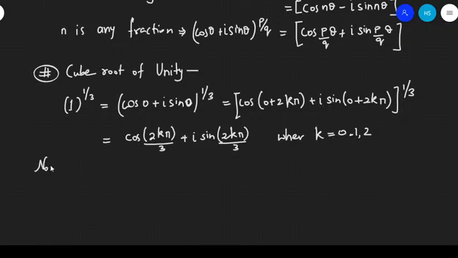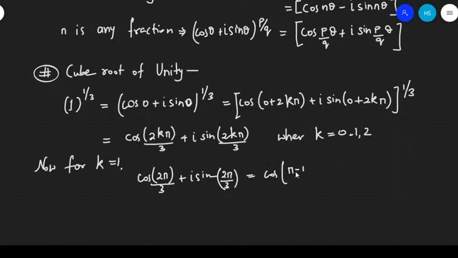Now for k equals to 1, cos 2 pi by 3 plus iota sin 2 pi by 3. It can be written as cos (pi minus pi by 3) plus iota sin (pi minus pi by 3), which can be further written as cos pi by 3 of negative plus iota sin pi by 3.